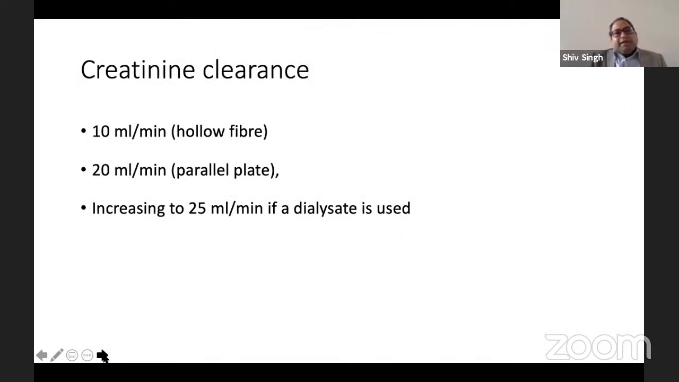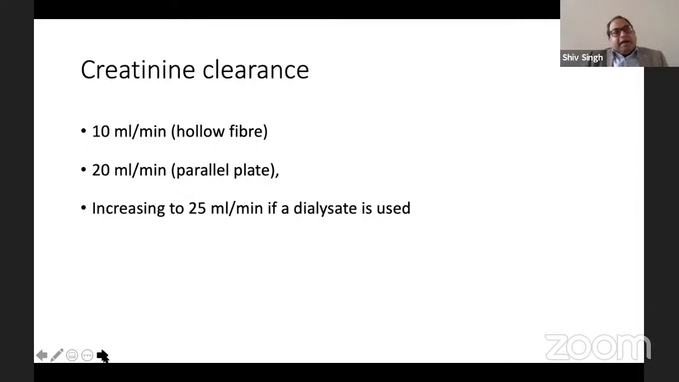So if you look at the creatinine clearance, it depends on the type of fibers we have. Most of us actually use hollow fibers, and this will lead to creatinine clearance of around 10 ml per minute. And clearance is defined as the amount of plasma cleared of the substance. Okay, so it's not the amount of the solute; it's the amount of the plasma which is cleared of the substance. So it's 10 ml per minute for hollow fibers, is 20 ml per minute for parallel plate.